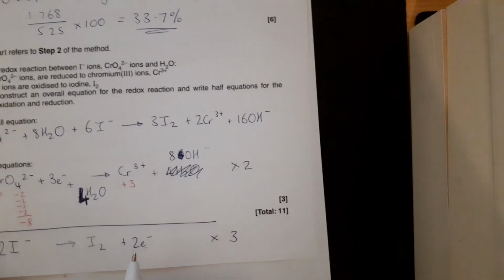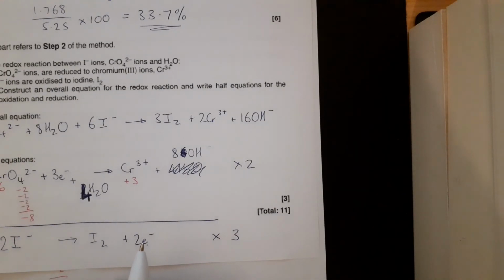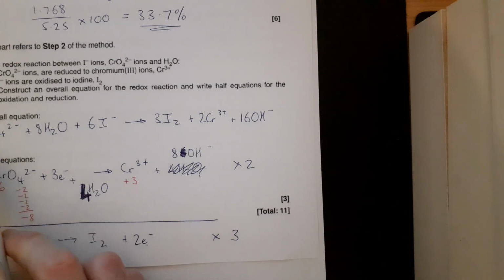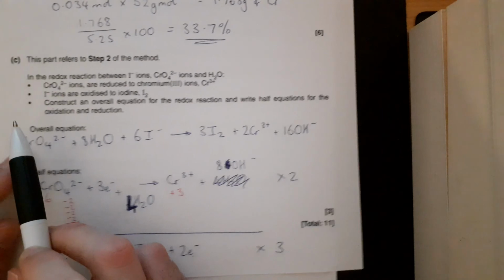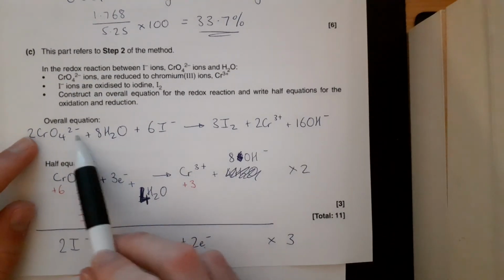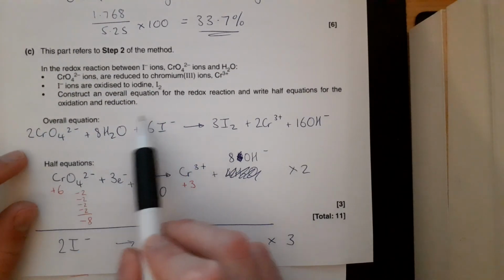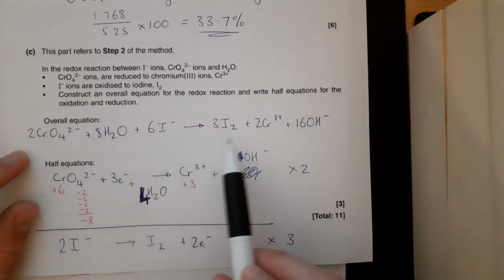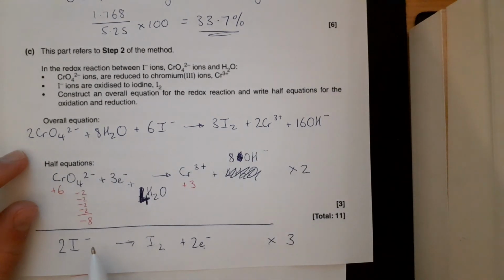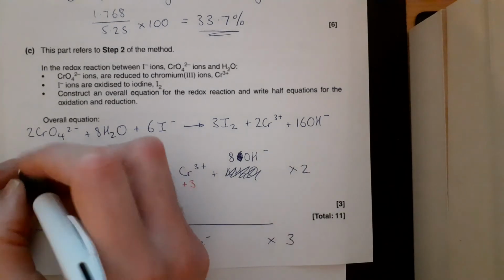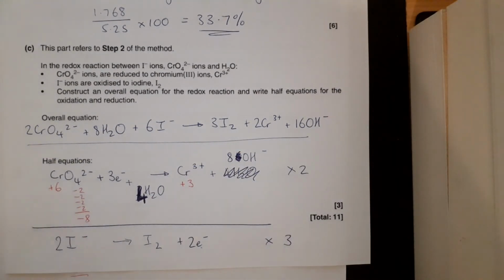Let's just check that the charges balance here. Make sure we haven't messed anything up. 2 lots of 2 minus is 4 minus. It's off the screen. 4 minus here plus 6 minus. That's 10 minus on that side. And I've got 16 minuses, but I've got 6 pluses. Okay, so I've got 10 minus on that side as well. So there we go. Okay.